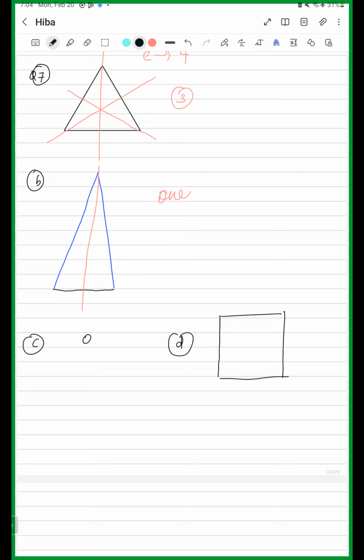Okay, rectangle. 4. It has 4. If you talk about this line that connects the portion, the exact mirror. Can you wait a minute? Your voice is not clear. This portion.